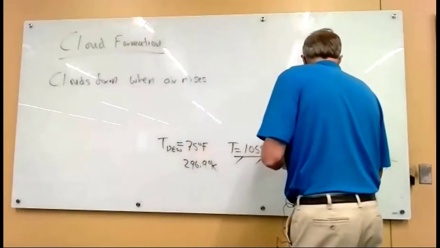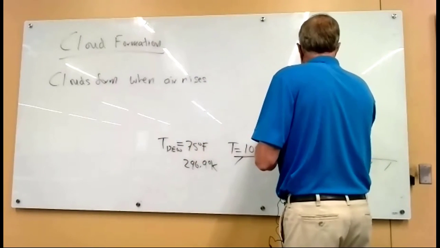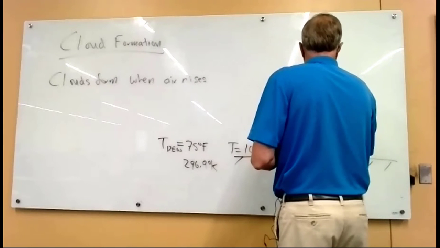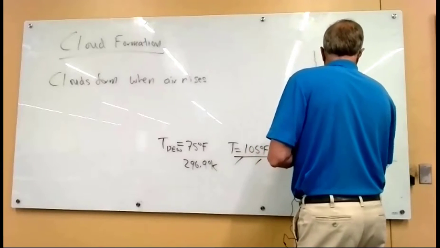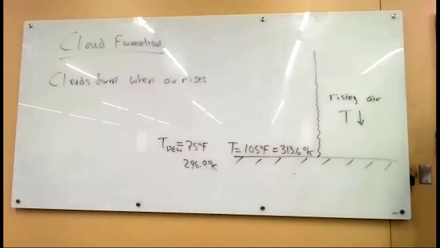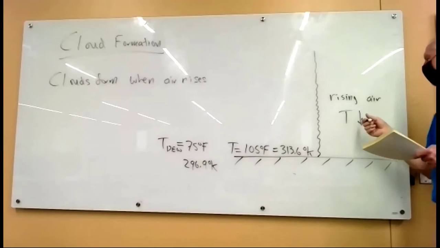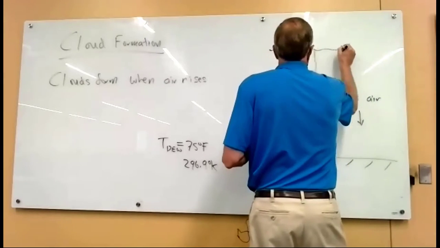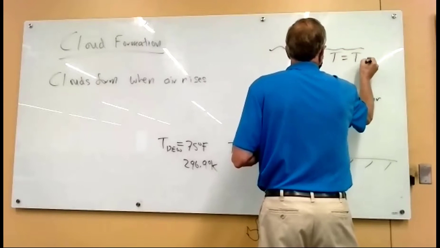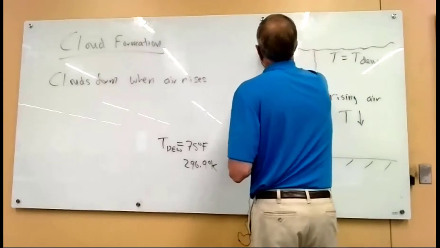And the air is hot, so it starts rising. And the temperature is going down because the air is expanding as it goes up in the atmosphere. Molecules get farther apart because there's less weight of the air above on the molecules pushing them in. So they get farther apart. Pressure goes down, temperature goes down, density goes down. Eventually, the temperature up here equals that dew point, and the clouds start to form.